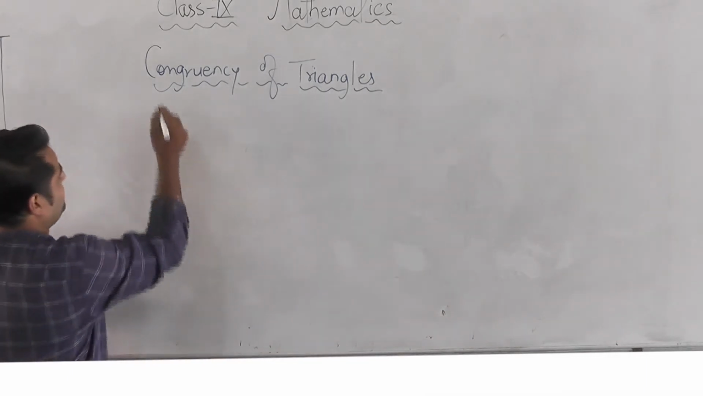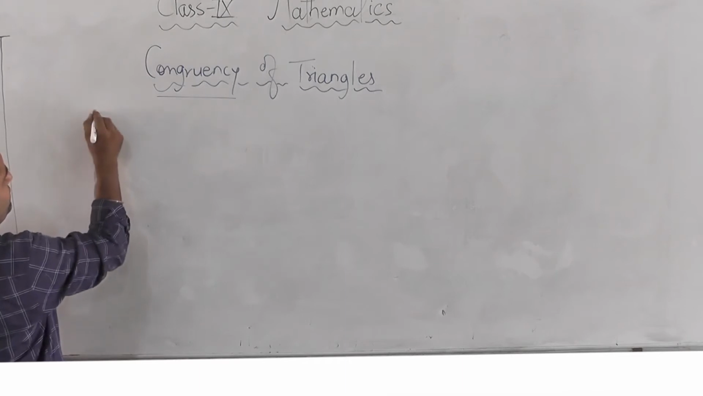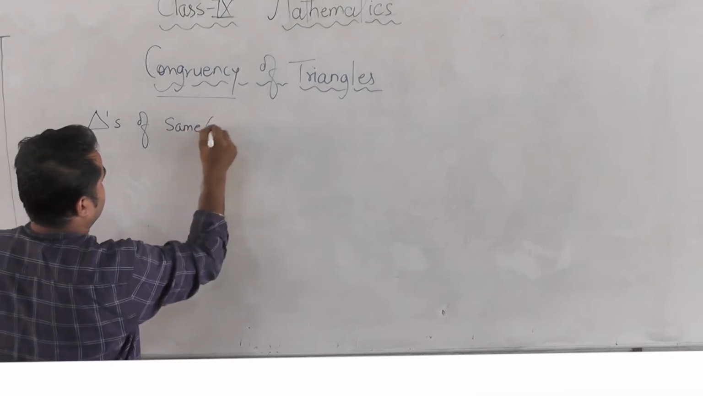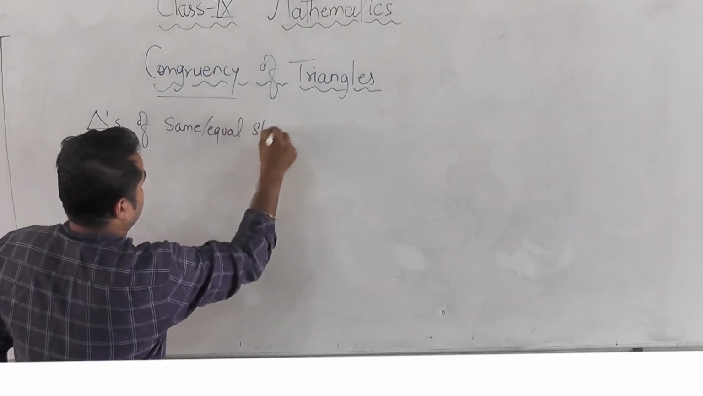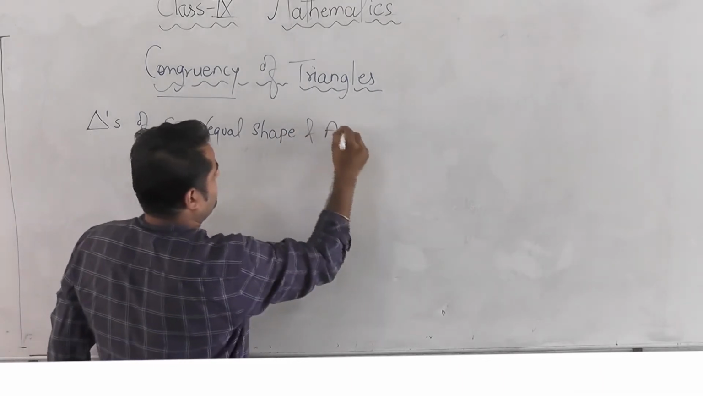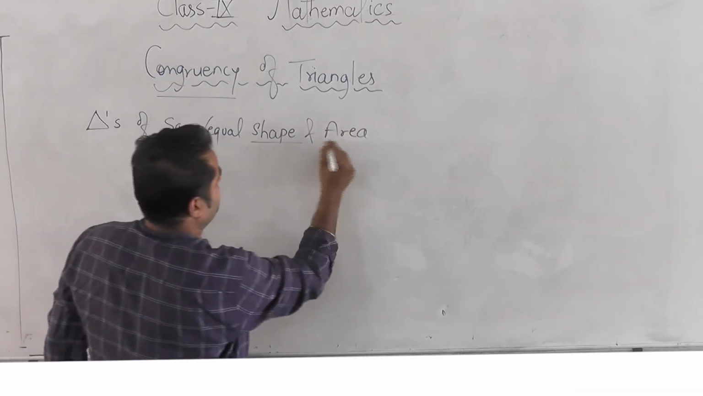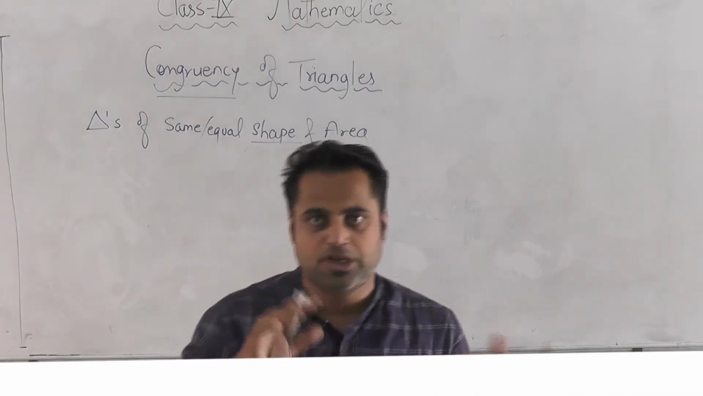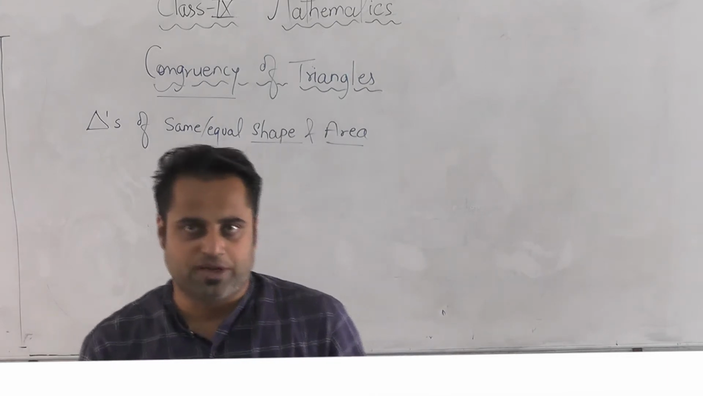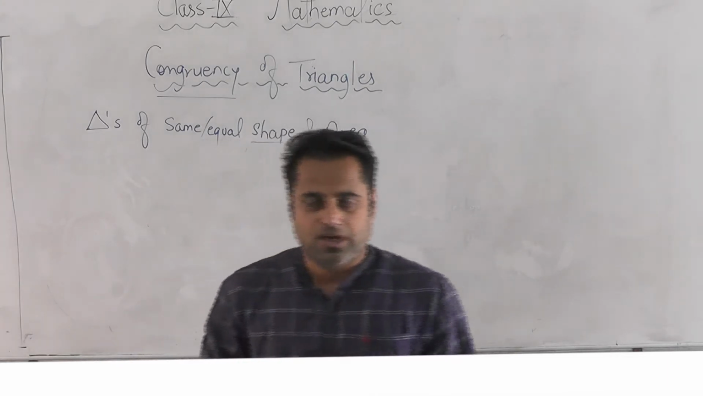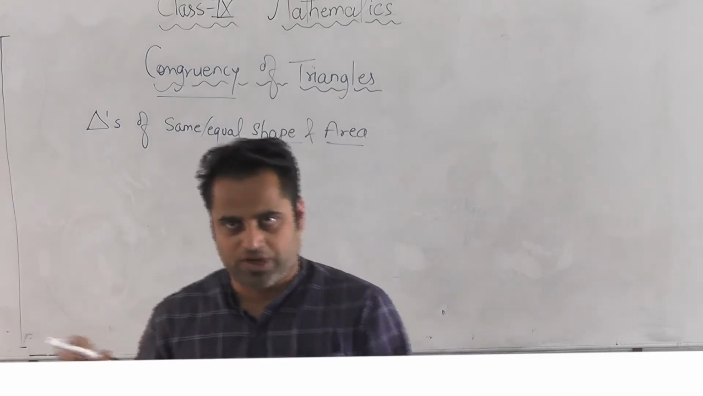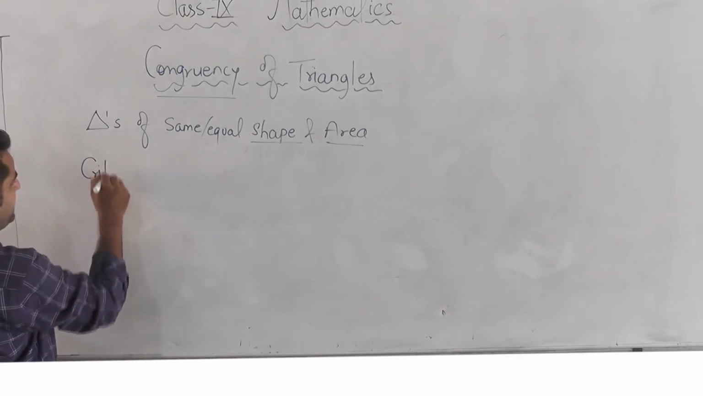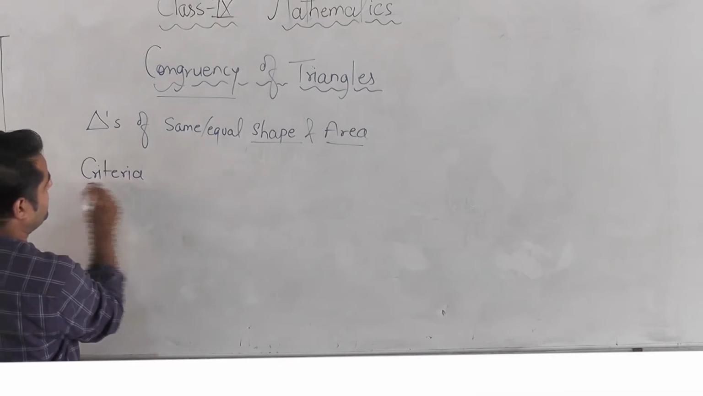So congruency means triangles of same or equal shape and area. Both these things are very important, shape and area. If only the shapes are similar or equal, then the triangles are called similar only. There are actually 5 categories, which are called criteria, in which we can show whether a triangle is congruent or not. So there are 5 criteria.